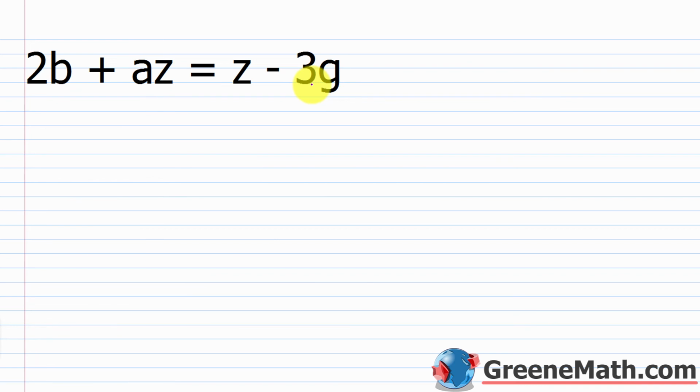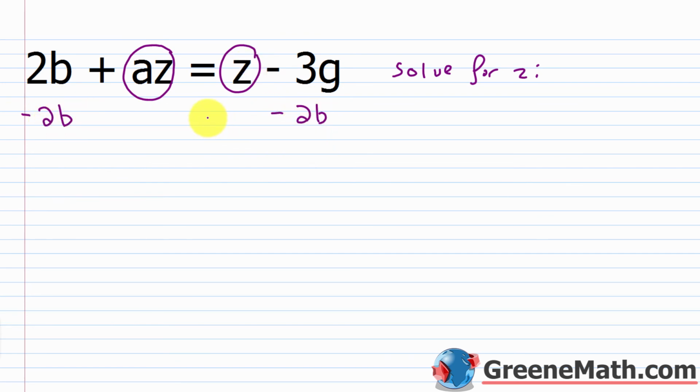Let's just do one, and let's say we're going to solve it for z. So how do we do that? Well, I've got to isolate z on one side of the equation. That means I'm going to isolate all the terms with z in it on one side, and get everything else on the other. So I can subtract 2b away from each side of the equation, and I can subtract z away from each side of the equation. So this is going to cancel, this is going to cancel, and I will have az minus z is equal to negative 2b minus 3g.